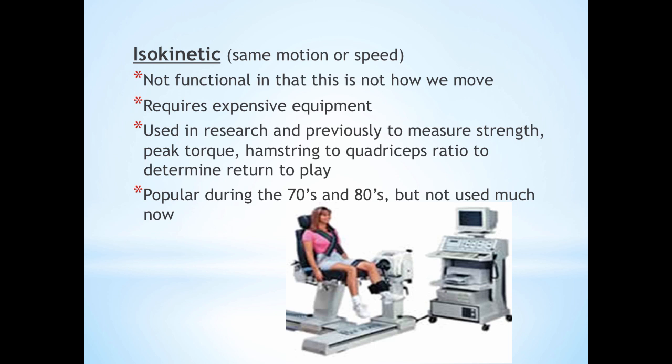Research still uses them. It's a good way to measure your strength, peak torque, hamstrings to quadriceps ratio, and you compare it side to side. So you do both legs. So you do the affected leg, you do the unaffected leg, and then that computer there spits out a whole printout of these measures. And so it used to be, especially with ACLs, we use this for return to play.